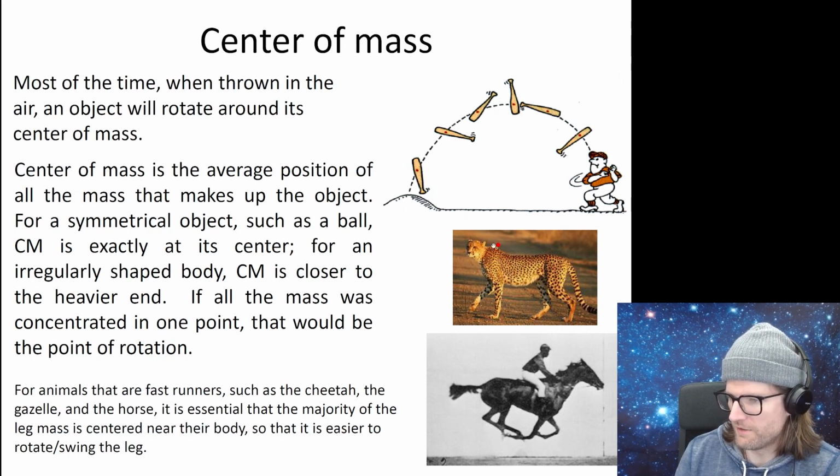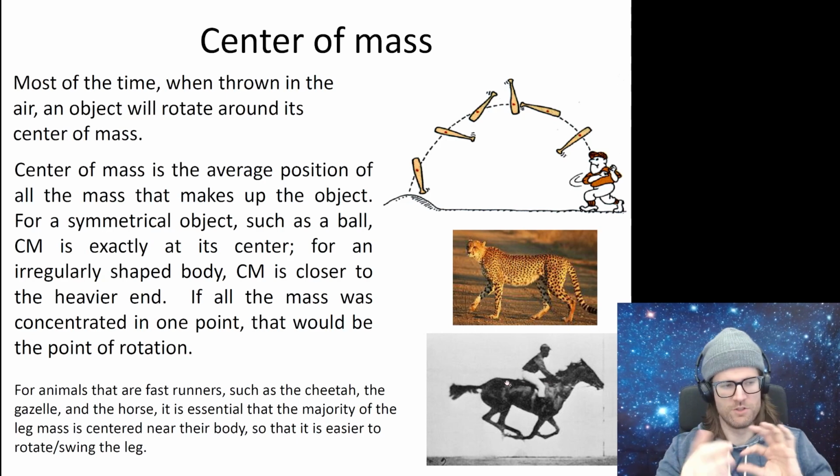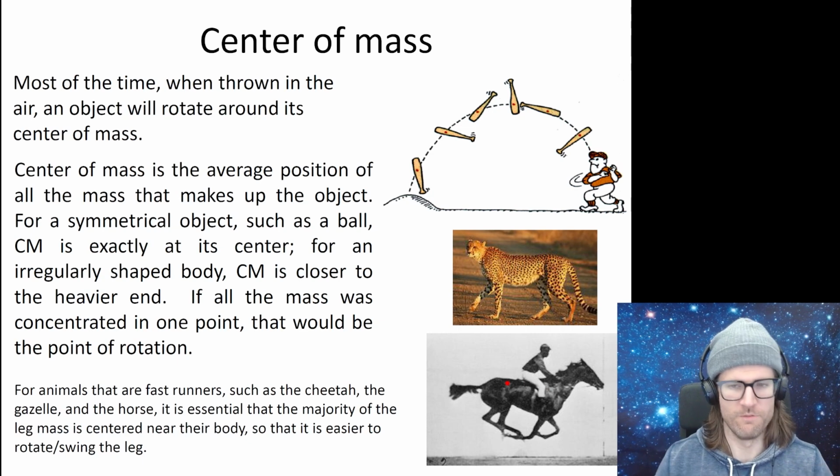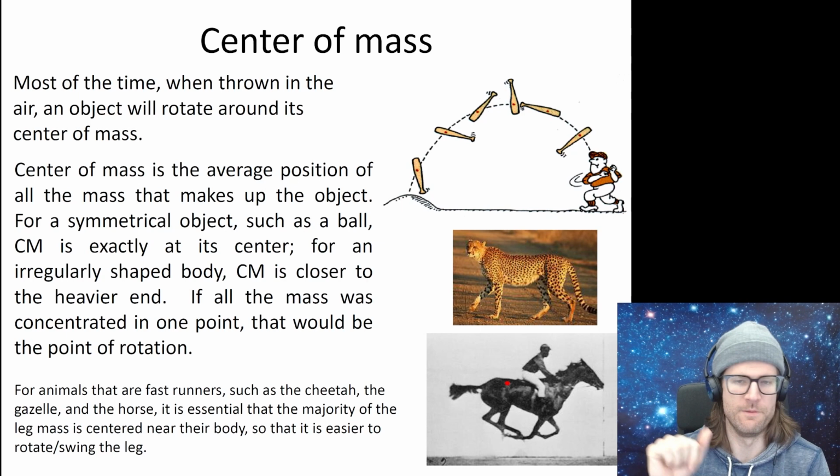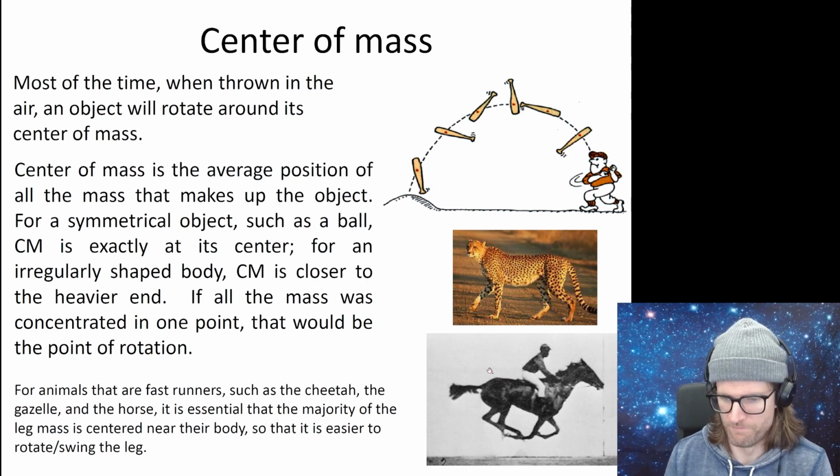So for complicated things like animals and horses and people, we can change where the center of mass is based on our body orientation. And it's a complicated system. So where the center of mass is at any point in time is difficult to answer.